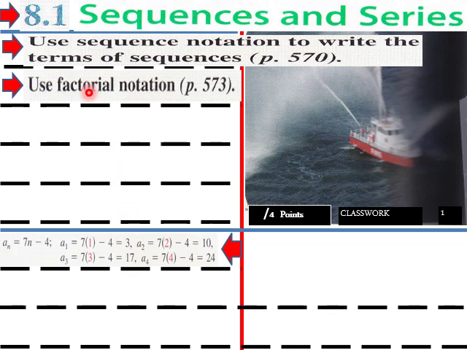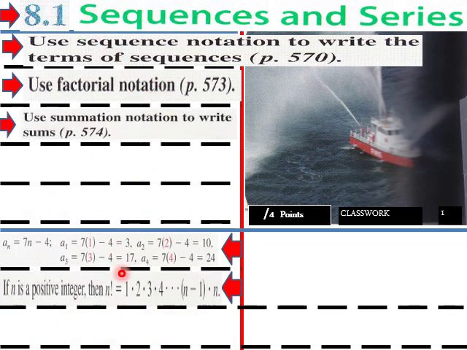And then another part that we covered in 8.1 is to use factorial notation. If n is a positive integer, then n factorial would equal 1 times 2 times 3 times 4, and so on, times n minus 1 times n. So this would be your abstract representation of factorial notation. Remember that, students, from 8.1.